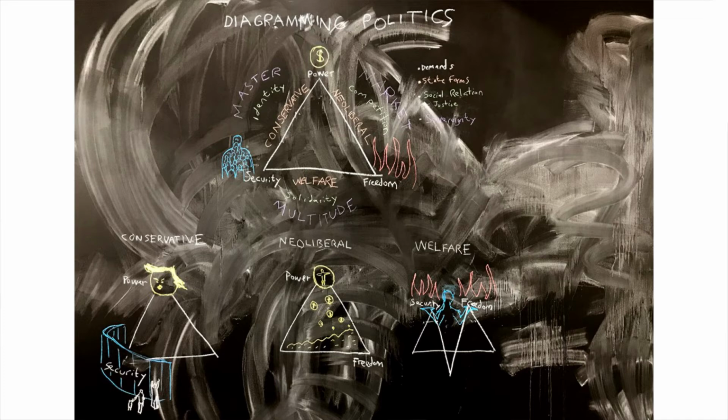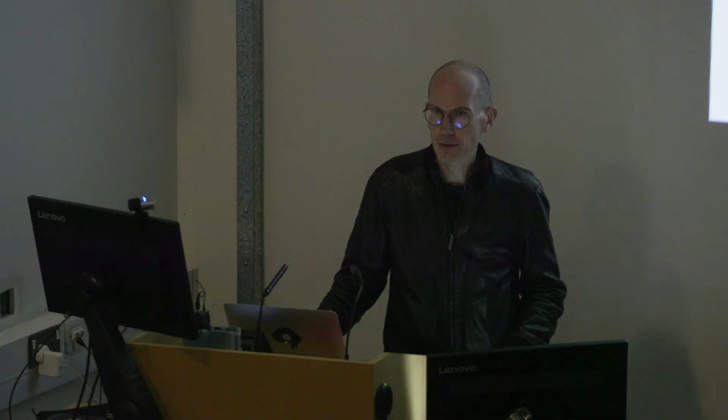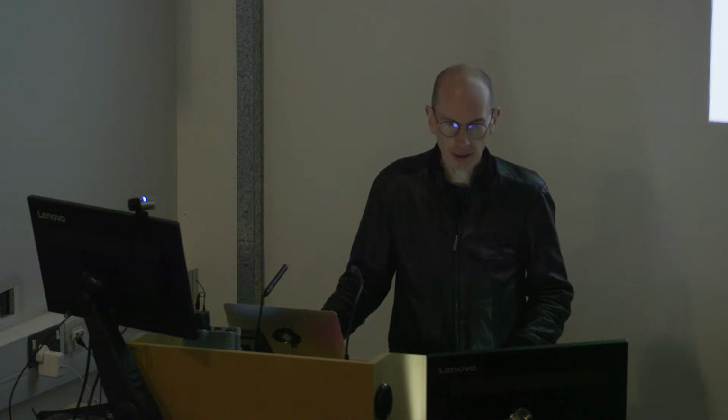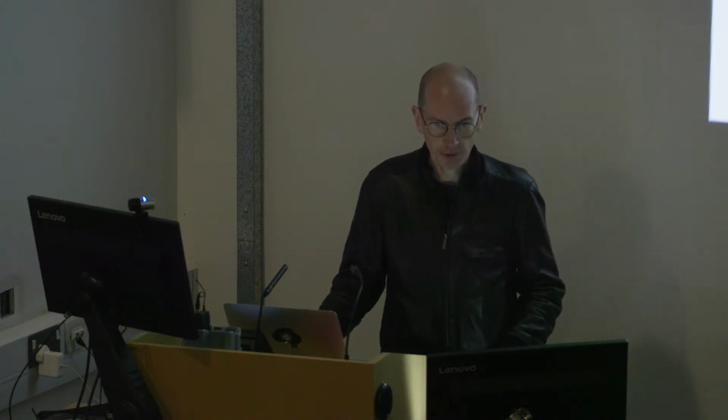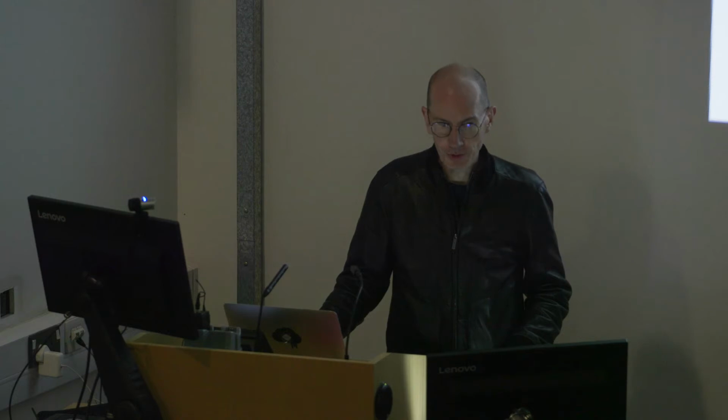Okay, another thing which comes out of the Metallurgy project, but here I'm not mapping subject positions as much as state forms. So this is called diagramming politics, and I'm trying to chart conservative, neoliberal and welfare state forms in relation to this basic pyramid of power, security and freedom. And this really came out of, I guess, the Brexit Trump moment and everything that's happening in terms of returns to authoritarian modes of populism and so on.